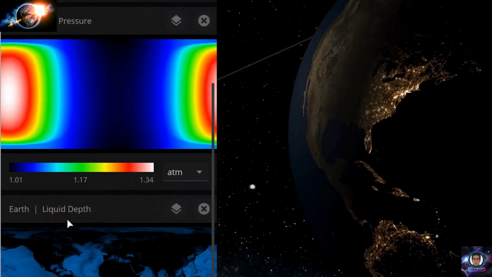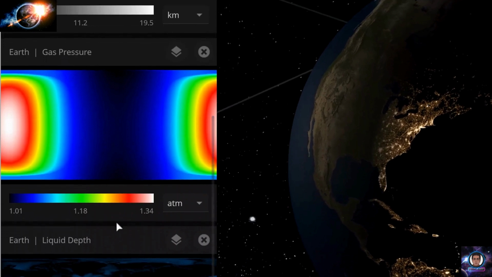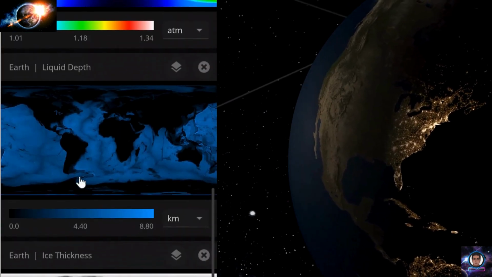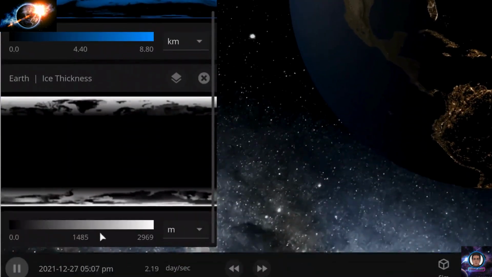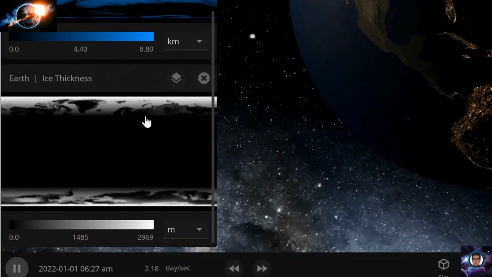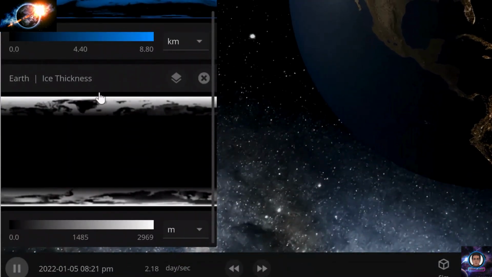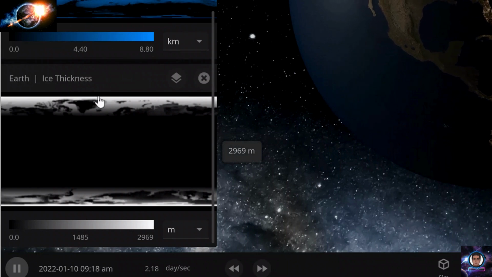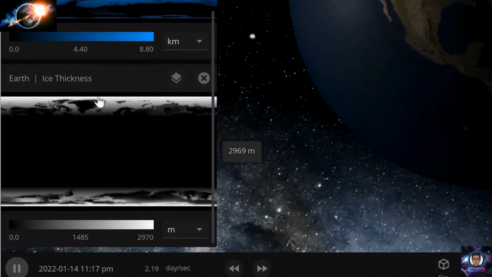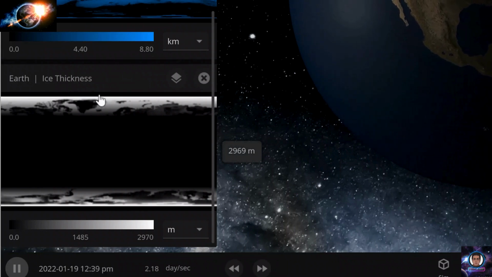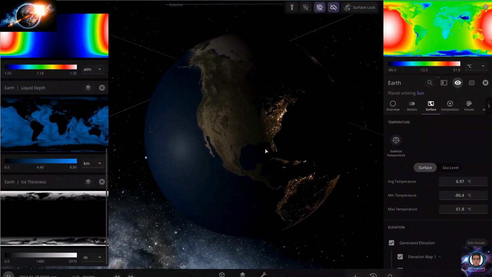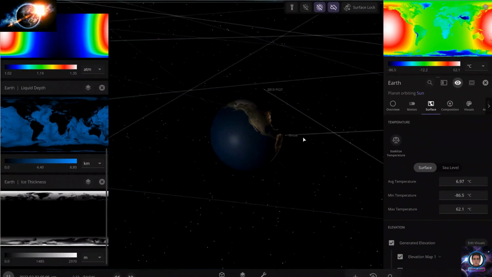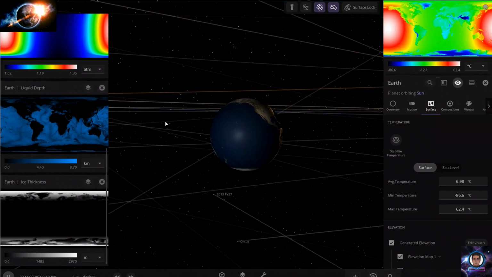And gas pressure, the atmosphere is the same for now. The ocean's depths are still the same, but I think this part would be increased. The ice thickness would increase over time. I've just slowed the simulation down, so we cannot see the effects so fast. Let's increase the simulation speed and see the film faster.